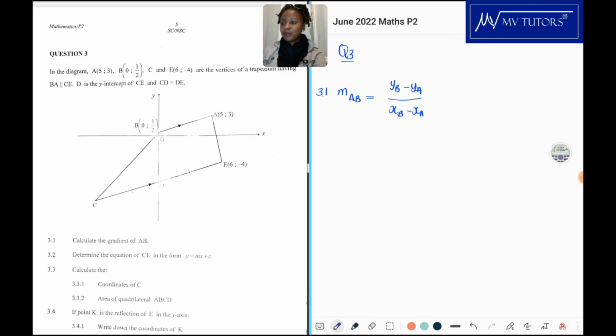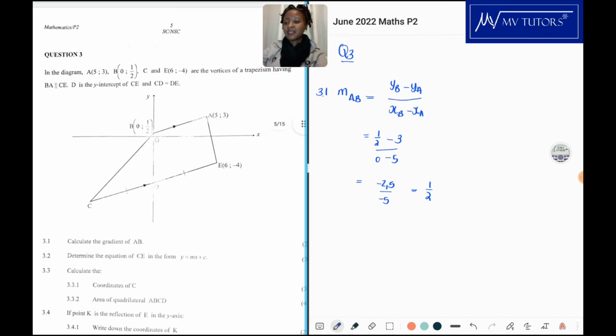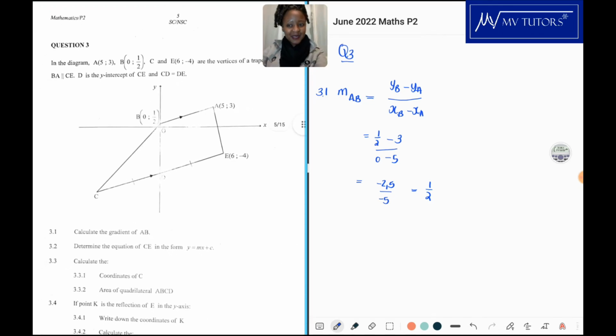So the y value of B is a half, and the y value of A is 3. Then we have the x value of B, which is 0. The x value of A is 5. Okay, so a half minus 3, that's going to be negative 2.5. And 0 minus 5, that's just negative 5. 2.5 is a half of 5. So basically our gradient is positive a half. Okay, this was 2 marks as expected.